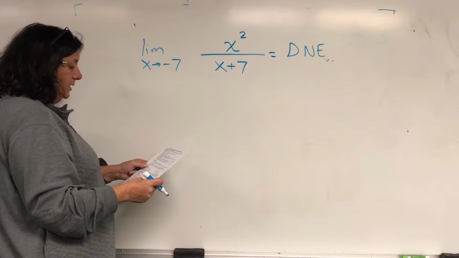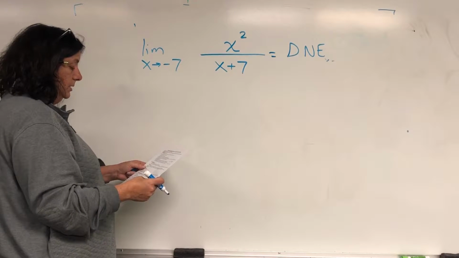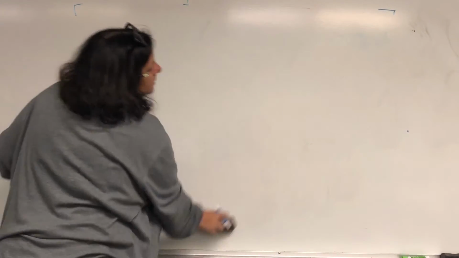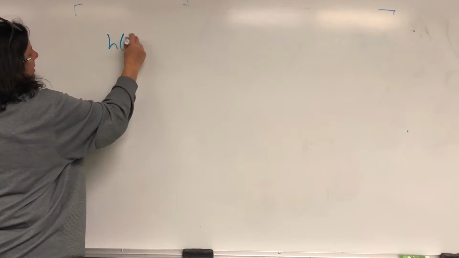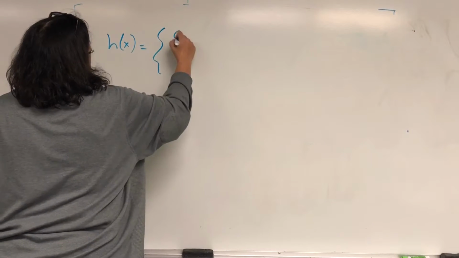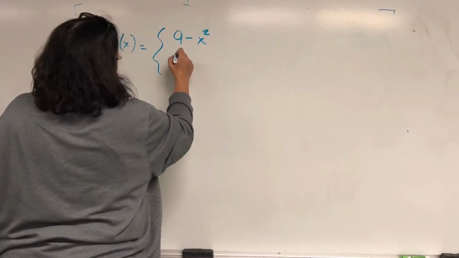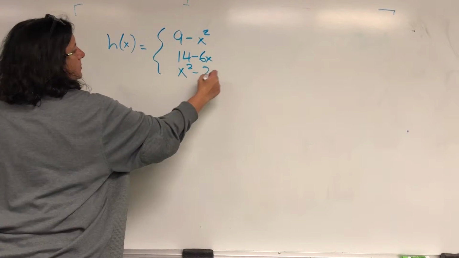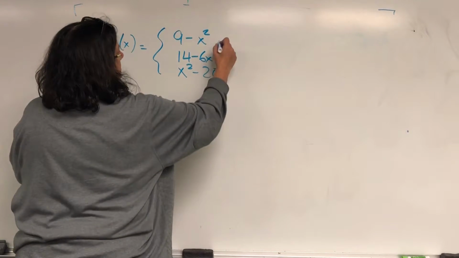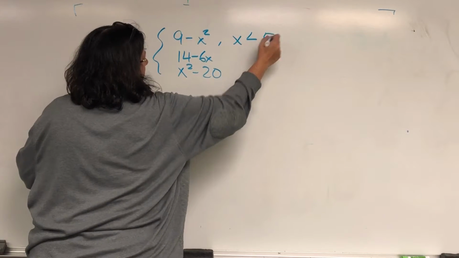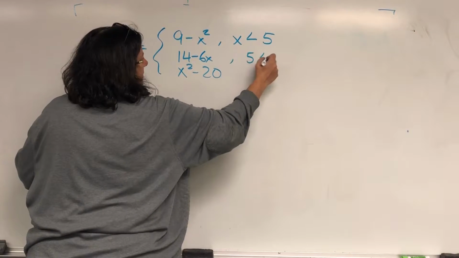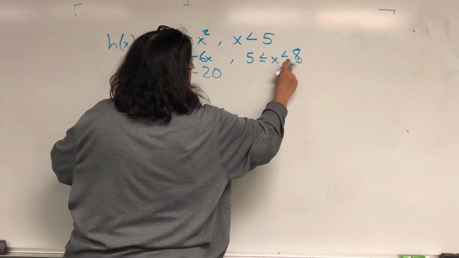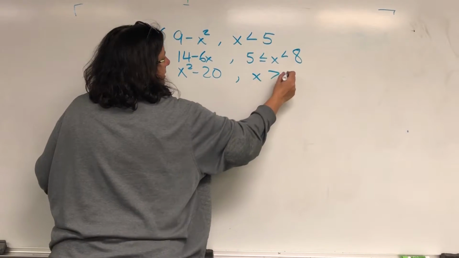The limits from the left and the right have to agree. This is used in piecewise functions. So for example, if we do a piecewise function, let's do h of x equals 9 minus x squared, 14 minus 6x, x squared minus 20, and let's do x is less than 5, 5 is less than or equal to x is less than or equal to 8, so less than 8. X is greater than 8.